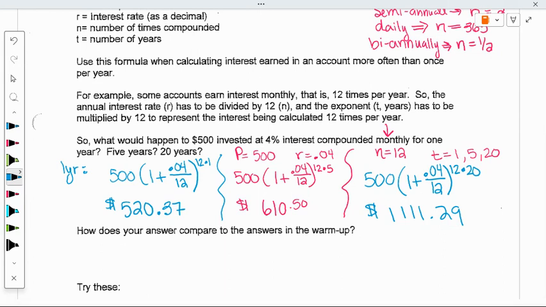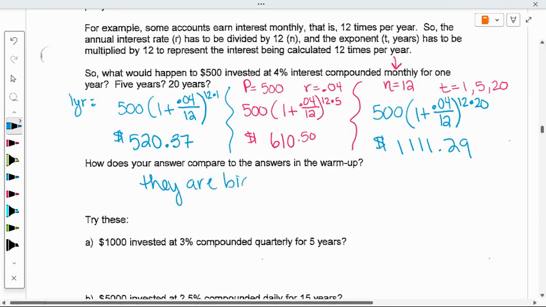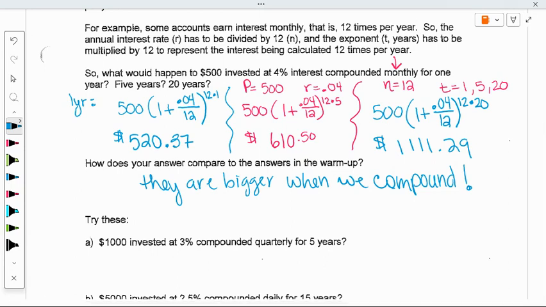So which one makes you more money? Compounding annually, like when you do annual interest, or when you compound it in a period, like monthly, quarterly, semi-annually? Which one is going to make you more money? Compound interest. So how do your answers compare? They're bigger when we compound. That's why credit card companies and loans and all of those are calculated on a compounded interest instead of an annual interest. They want to make more money.